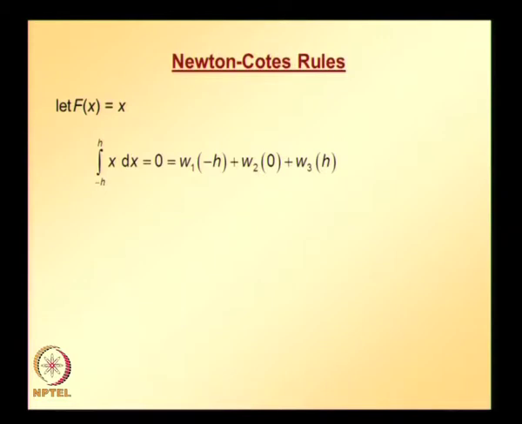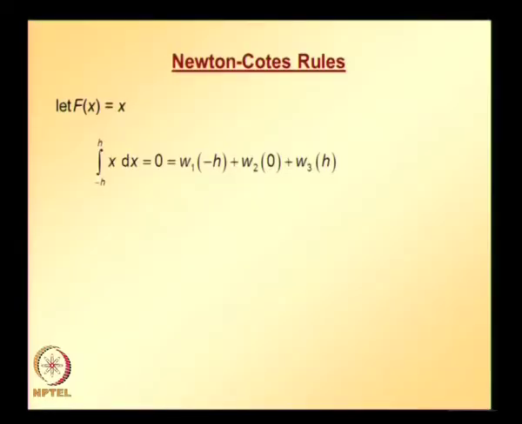So replace fx with x, and integrate x dx between the limits minus h and h. Since x is an odd function and we are integrating an odd function over a symmetrical domain, minus h to h, the integral turns out to be 0, and this is approximated as W1 times function evaluated at x1. Here in this case x1 is nothing but minus h. So W1 times function itself is x. Function evaluated at x1 is equal to minus h, function evaluated at x2 is equal to 0, function evaluated at x3 is equal to h.